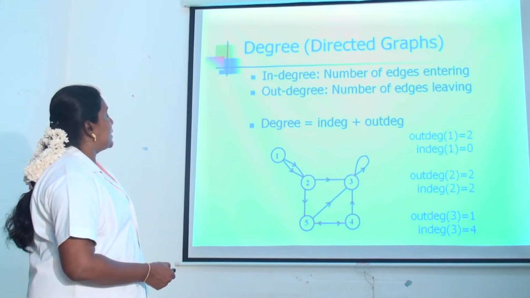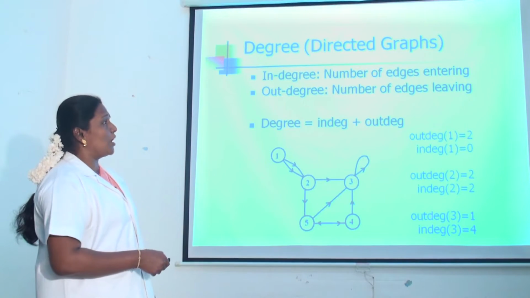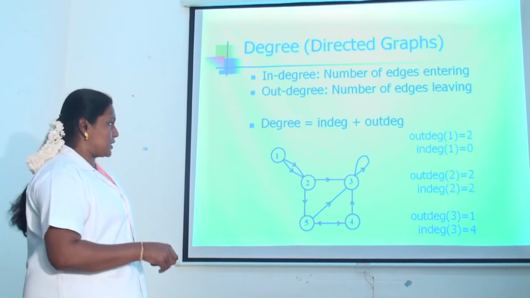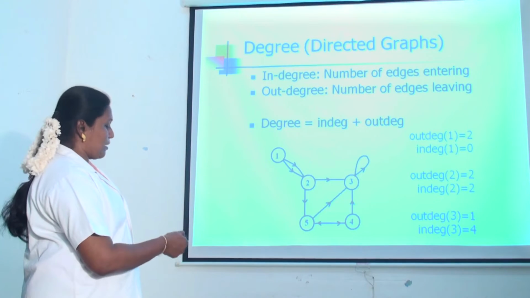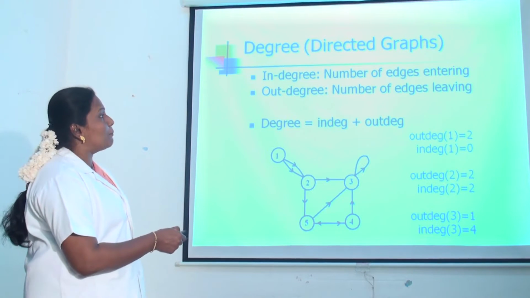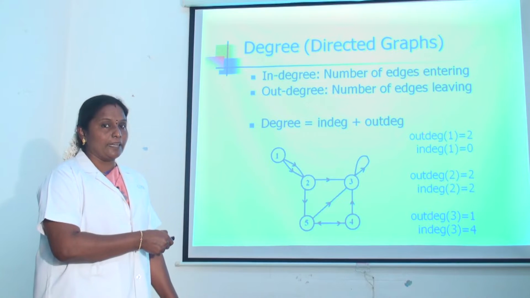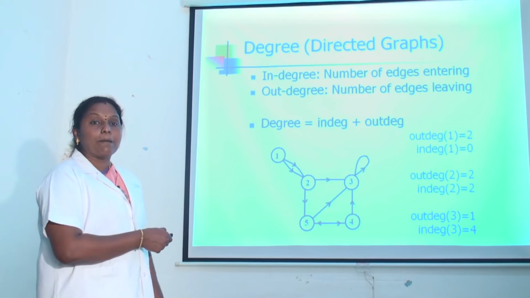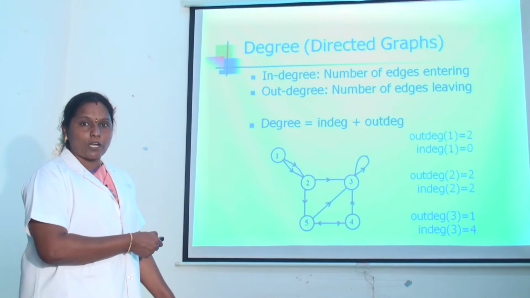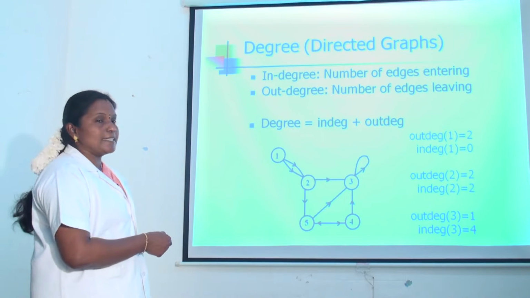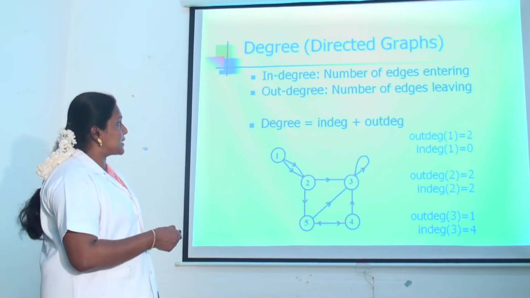Okay, and the next one is degree for a directed graph. Here also it is the same as for a directed graph. In degree is the number of edges entering. Okay, out degree is the number of edges leaving. Degree is equal to in degree plus out degree.